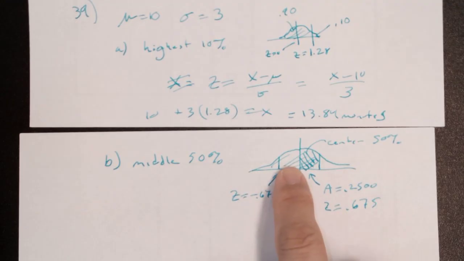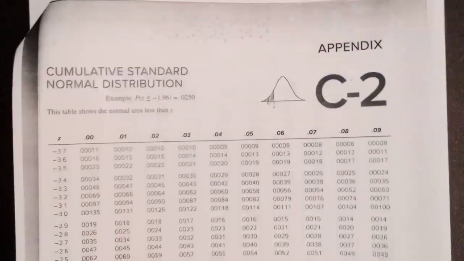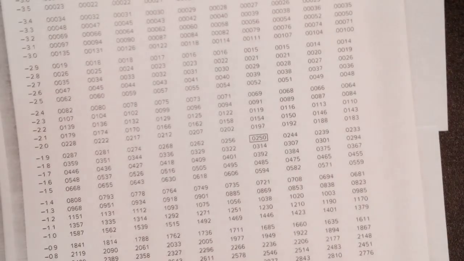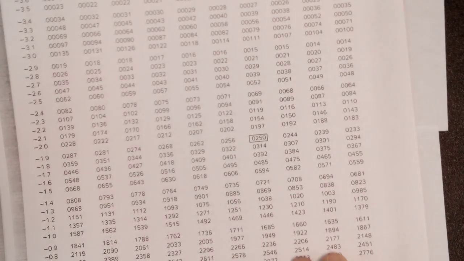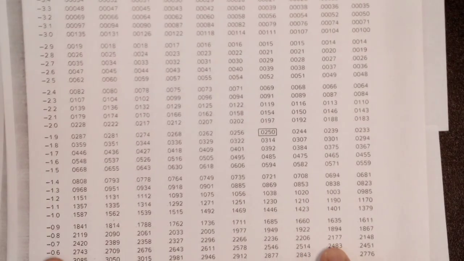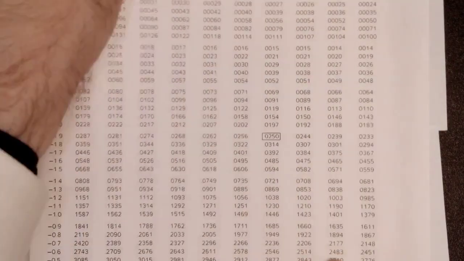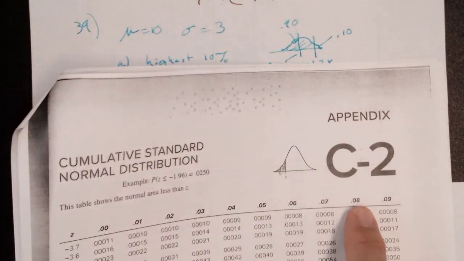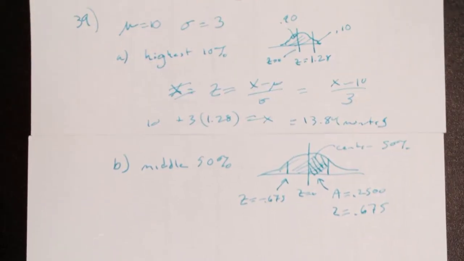If the shaded side is 0.25, then the outside is 0.25, since the whole side is a half. Wonderful. And again, if I use table C2 and look up 0.25, there you go. It's right between those, between -0.67 and -0.68, exactly the same number.